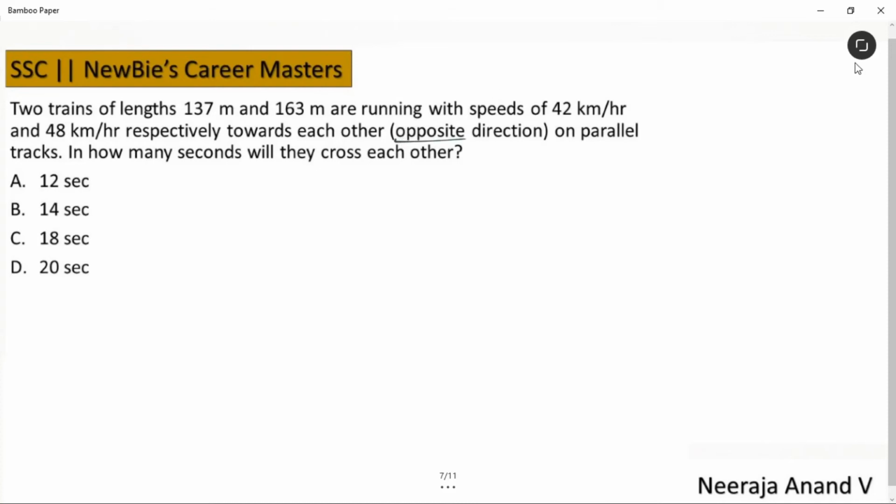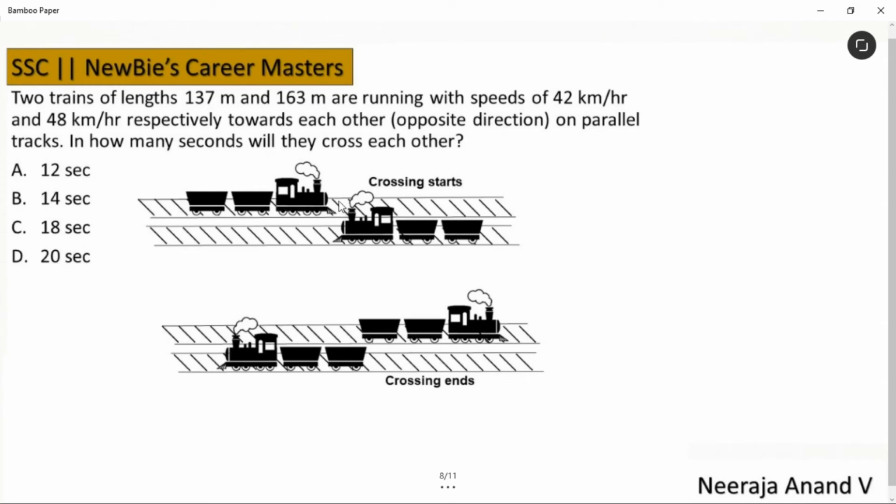Okay. Let's understand this question properly. See newbies, this is the question. Two trains. This is where the crossing starts, correct? And the crossing ends like this, when the trains cross each other completely. Am I clear? Time formula is distance by speed. Time is equal to distance. Here, to cross each other, the distance to be covered is length of train 1 plus length of train 2. Am I clear? Then, see, the objects are moving in the opposite direction now. What is the relative speed?